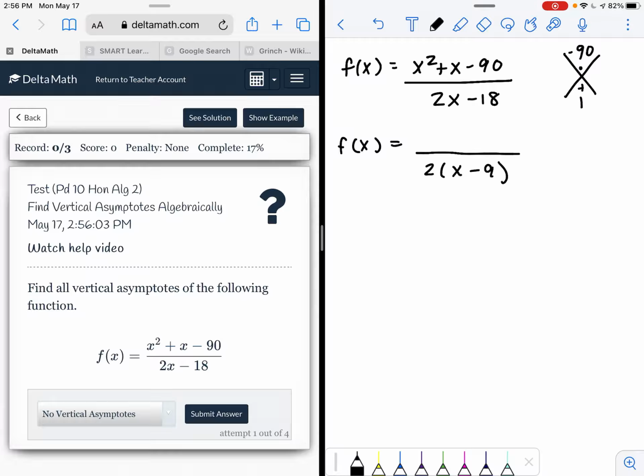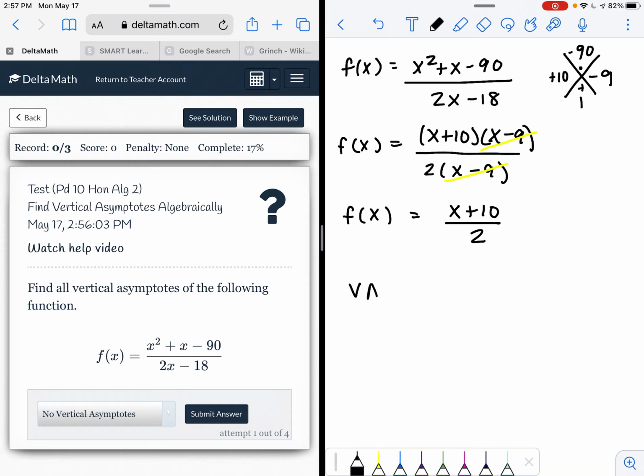And now if I factor the top, I want to multiply to negative 90 and add to 1. So it's going to be positive 10 and negative 9. So I'm going to get x plus 10 times x minus 9. Now I can cancel those out. Because I have a canceled out factor, we know that would create a hole in our rational function, but we're just focusing on vertical asymptotes. So my function is now just x plus 10 over 2.